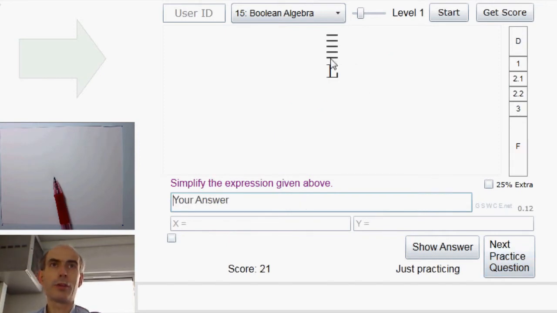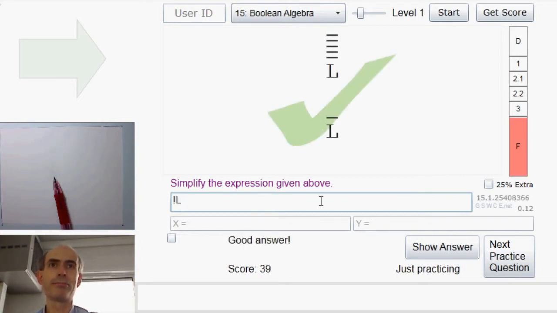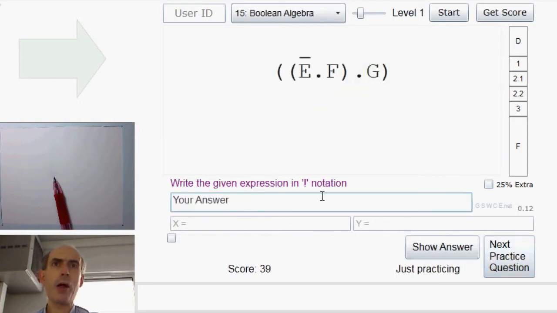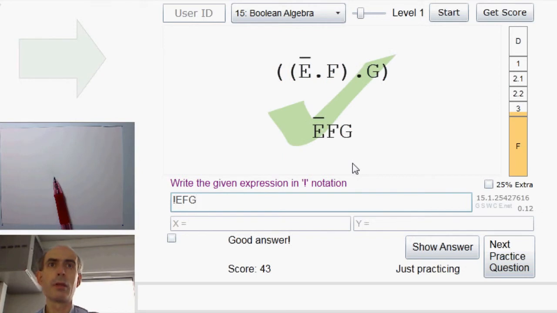Here it's just a case of counting the bars. This is not L. There's an odd number of bars, so that just evaluates to not L. All the other four cancel themselves out. And this one in not notation would be not E. In fact, I don't need all of these brackets. I could just write not E, F, G. That would be fine. The brackets are not actually required in this case. That'll do.